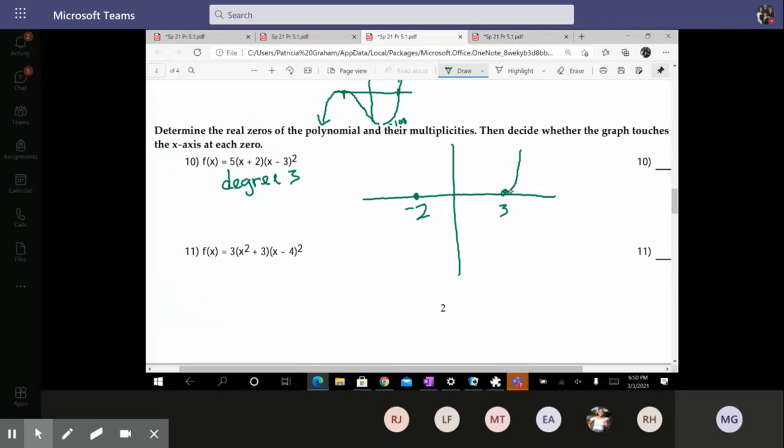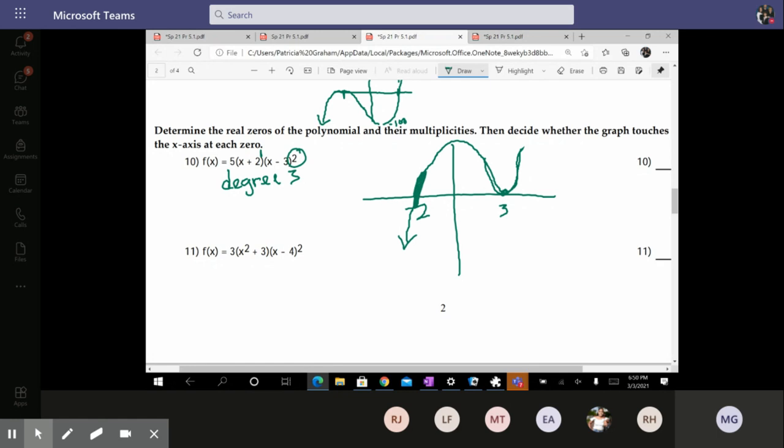At the -3, at the 3, I'm going to come down, touch, go back up, and come down and cross. That's even, so that says you're going to touch and go back. This one is a 1. That's odd, so that says you're going to cross over that axis.